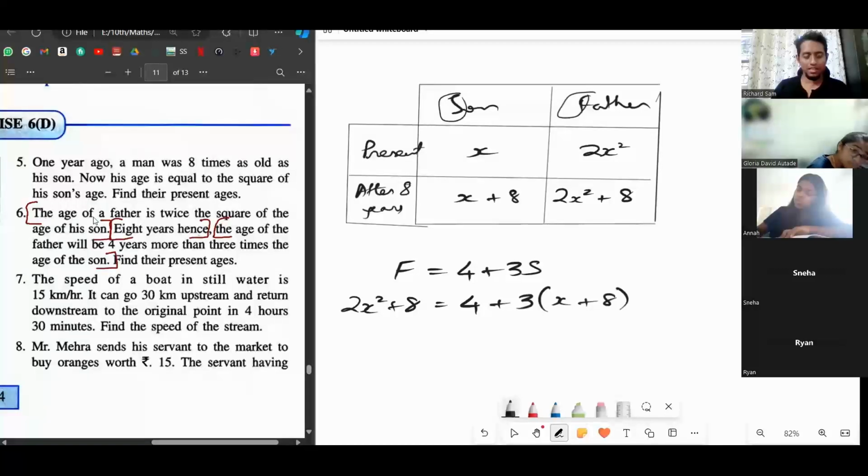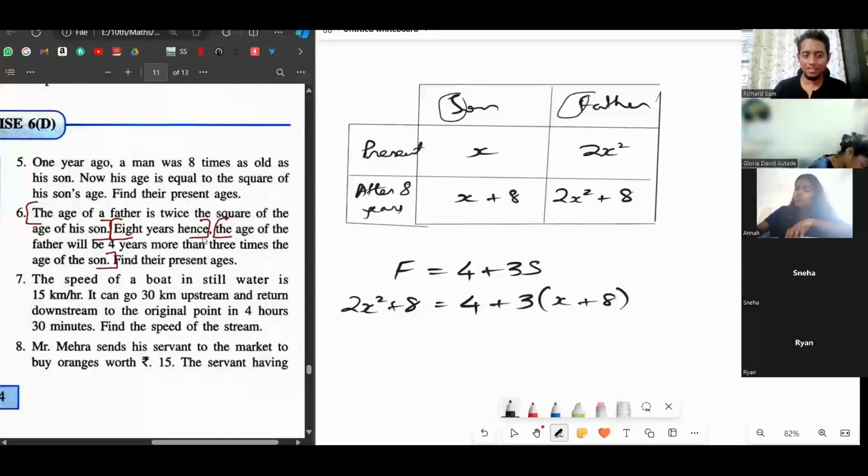So this question: the age of a father is twice the square of the age of his son. So we have a father and a son, and the son's age is x. We always start with x, and the father's age is twice the square of the age of the son. That means 2 into the square of the age of the son. So 2 into x square.